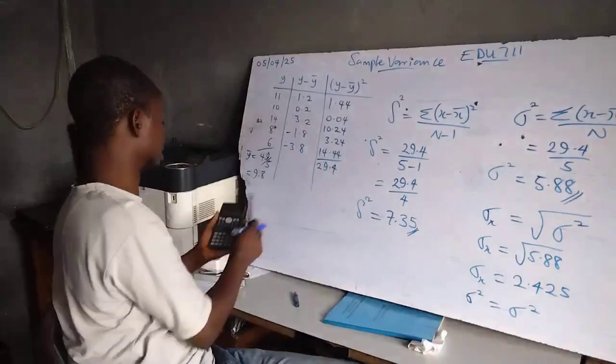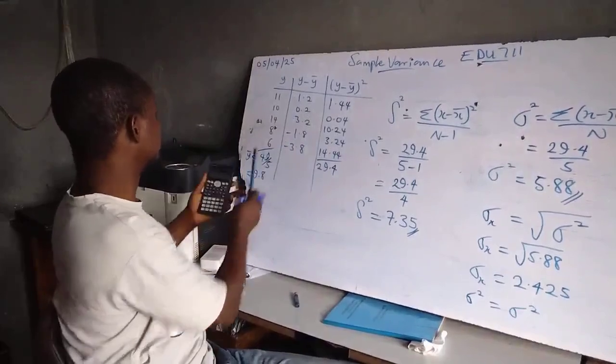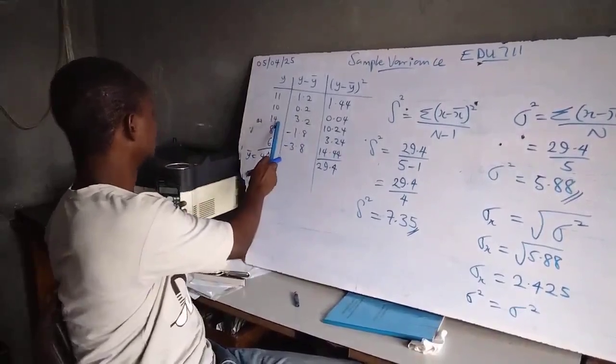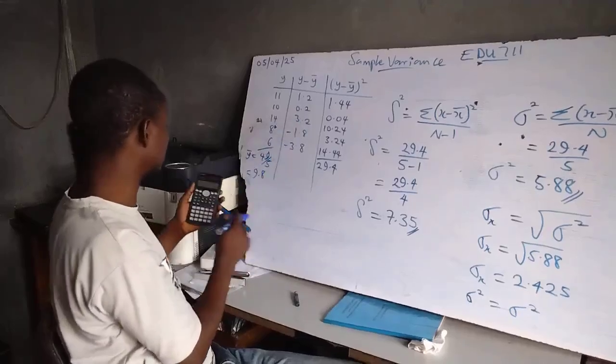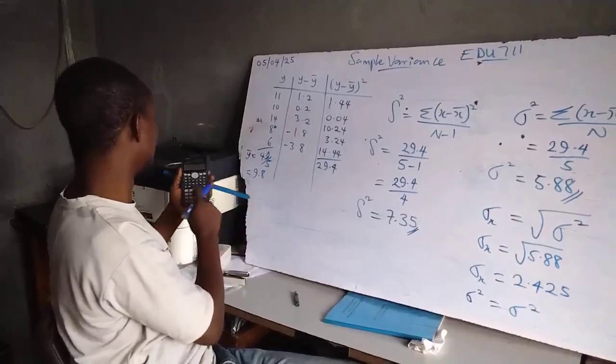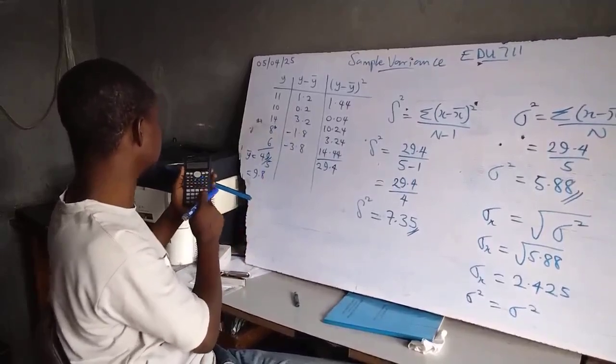Taking a look at these values again, I detected that here, where we have 14 minus the mean giving us 3.2, that's not supposed to be the answer. So we have 14 minus 9.8.